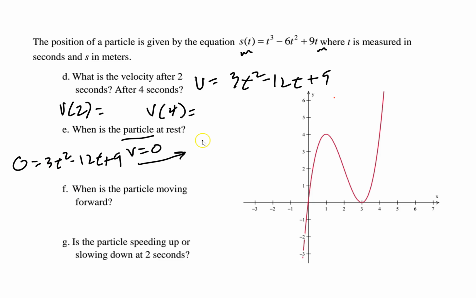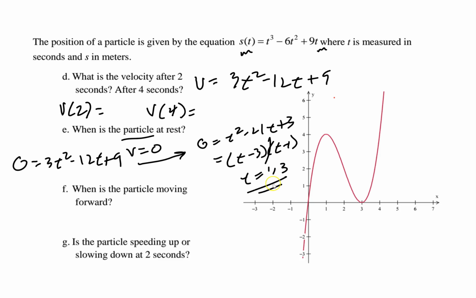So I'll divide everything by 3, and I get t squared minus 4t plus 3. Factor that, t minus 3, t minus 1, and I get t equals 1 and 3. So that's when you're not moving, at 1 and 3. It's moving and stops at 1 second, and moves again and stops at 3 seconds.